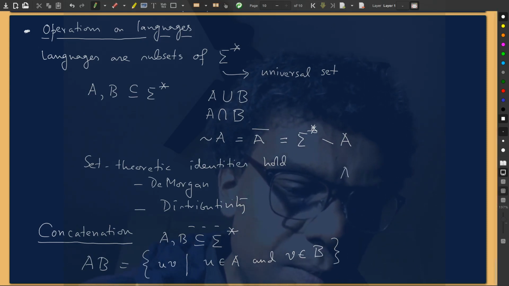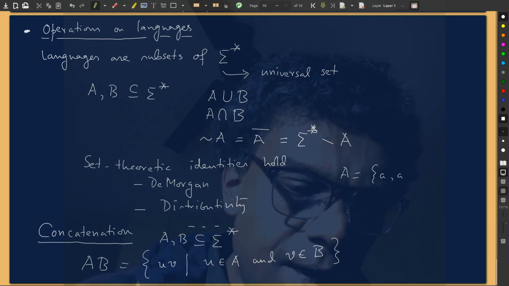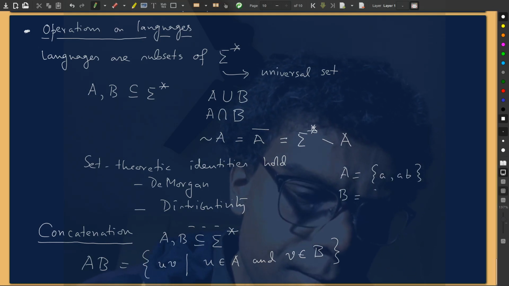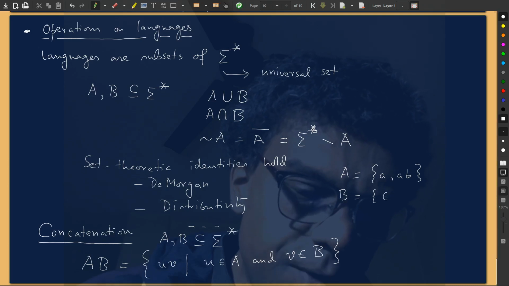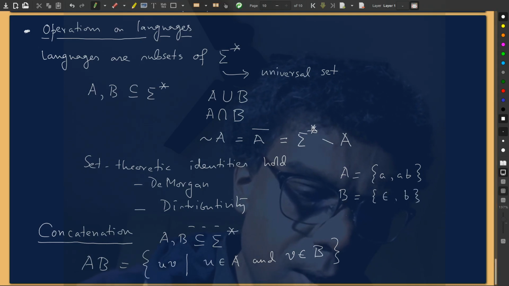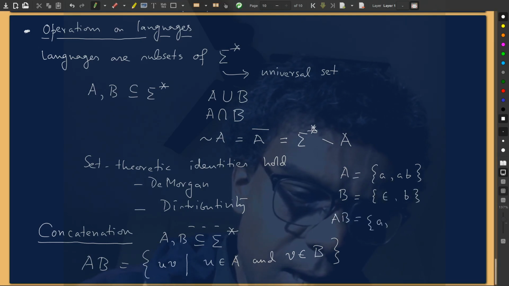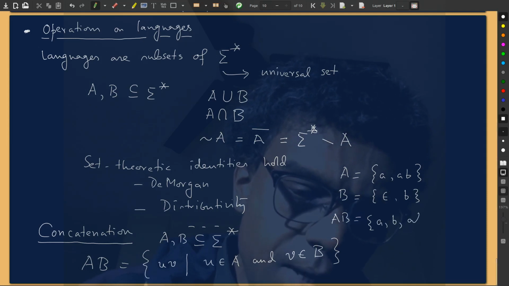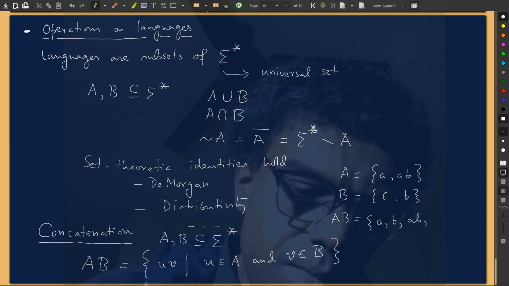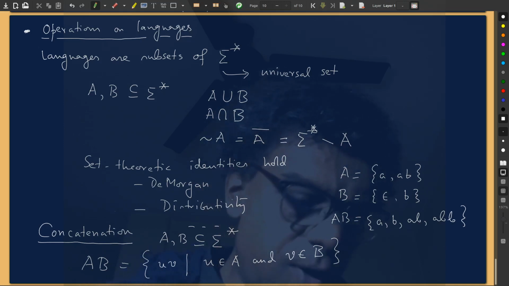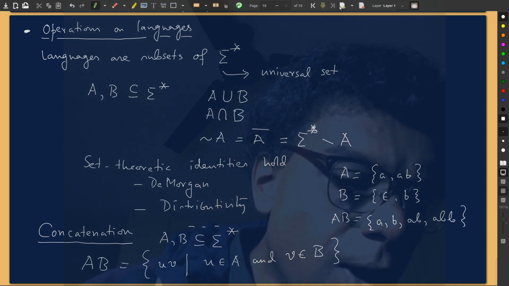For example, if A is the finite set {a, ab}, and B is {epsilon, b}, what is AB? a epsilon is a, ab is ab, ab epsilon is ab, ab b concatenation is abb. Something like this.